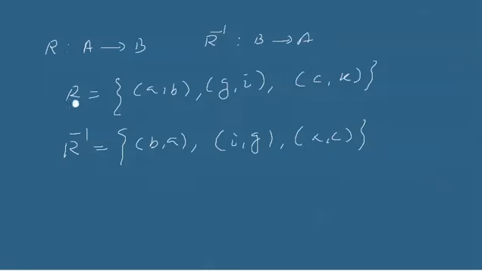Or you can say if R is a relation from A to B, then the inverse of R, denoted as R inverse, is a relation from B to A. So you can note here the domain of R will change as the range of R inverse. The range of R will change as the domain of R inverse. Okay, this is the method here.